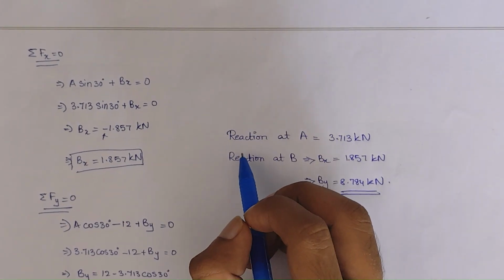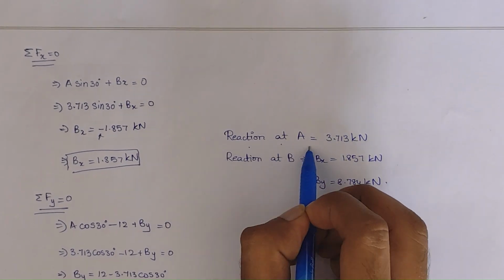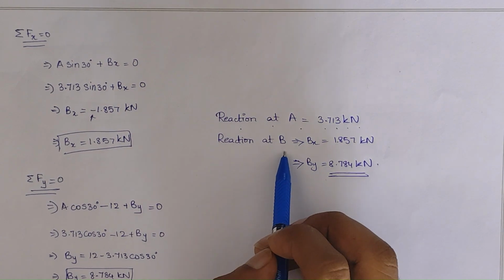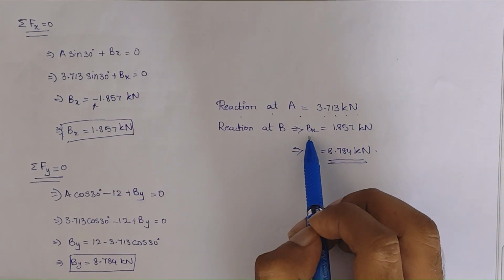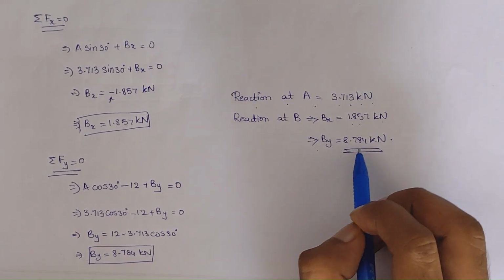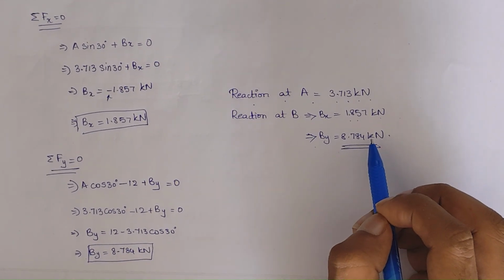So as we conclude, we found the reaction at A will be 3.713 kilonewton, and the reaction at B will have two components, that will be Bx equal to 1.857 kilonewton and By equal to 8.784 kilonewton.